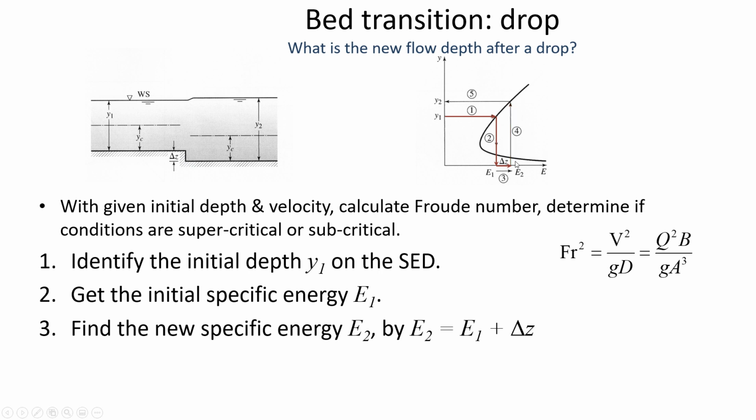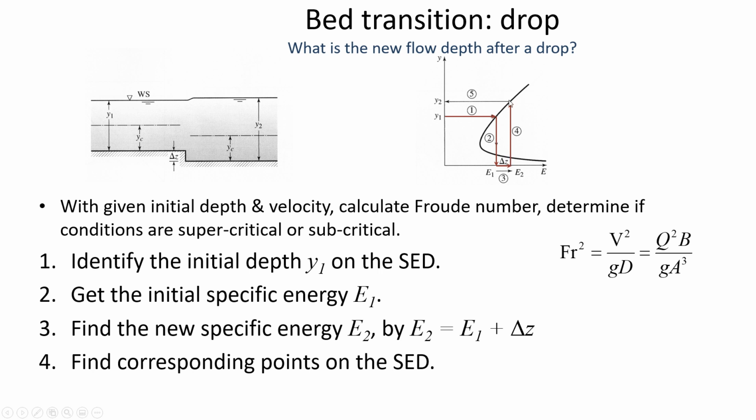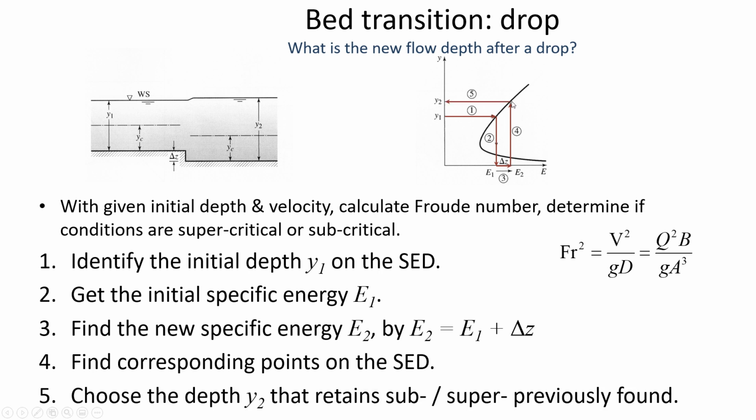And then you'd go upward from E2, and there are going to be 2 crossover points, the supercritical root and the subcritical root. Knowing whether you had supercritical or subcritical flow at location 1 dictates whether you choose the smaller or the larger of the 2 positive roots. So you choose the new depth at 2 that retains whether it was supercritical or subcritical previously. The example will work through this process of identifying the depth on the specific energy diagram, calculating the specific energy that we have, finding E2, and then solving for the roots for that new energy at 2.